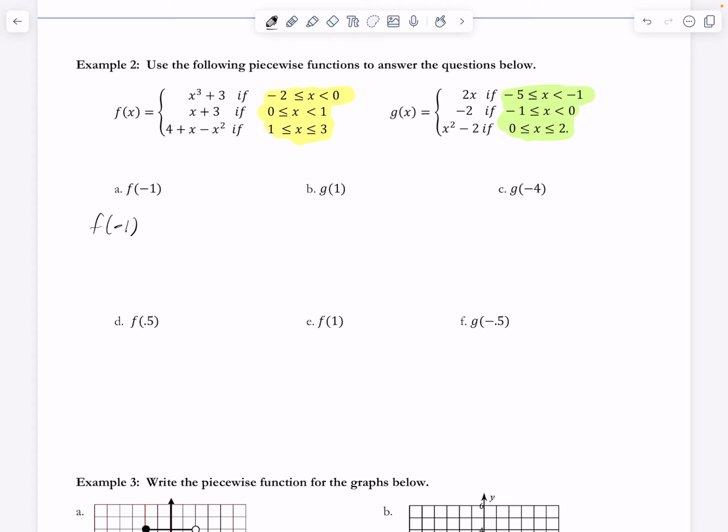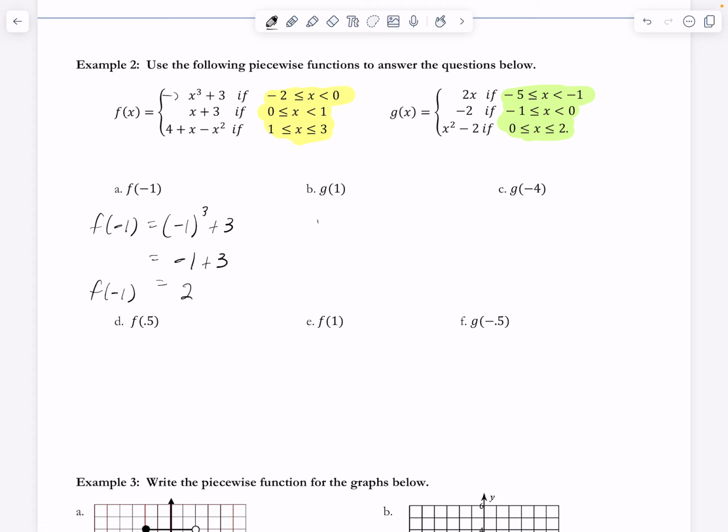All right, so this first one, f of negative 1. I'm looking for my inequalities here. I highlighted in yellow. Negative 1 is between negative 2 and 0, so that's going to be the first piece. So I'm going to do negative 1 cubed plus 3. Negative 1 cubed is negative 1, adding 3, and you get positive 2. So f of negative 1 is positive 2.